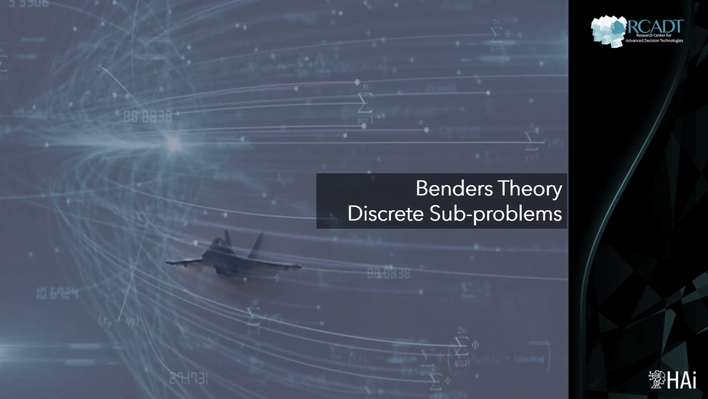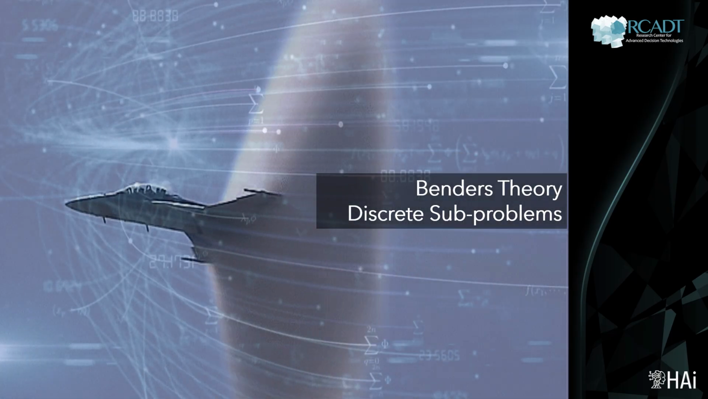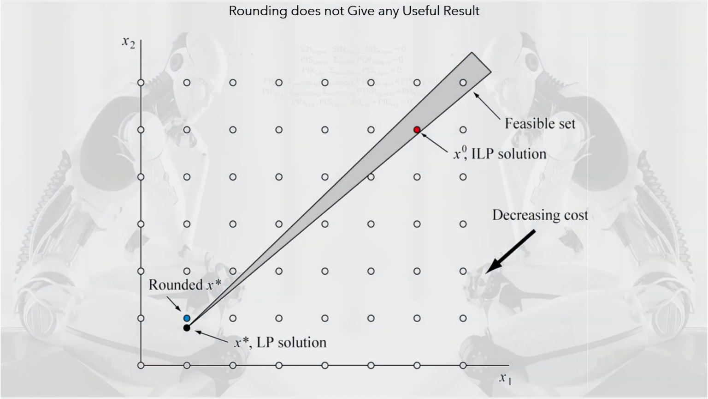Discrete subproblems. Bender's theory. In mathematics, the convex envelope, or convex shell, or convex hull of a set of points x of dimension n is defined as the intersection of all convex sets containing x. The graph shows the convex envelope of the feasible zone of an integer program. Rounding up a continuous solution doesn't yield any useful results.